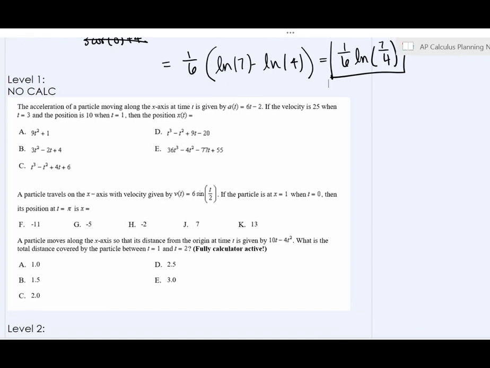This is no calc. The acceleration of a particle moving along the x-axis at time t is given by a of t equals 6t minus 2. The velocity is 25 when t is 3, and the position is 10 when t is 1.